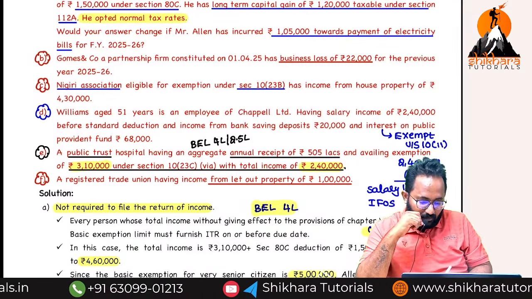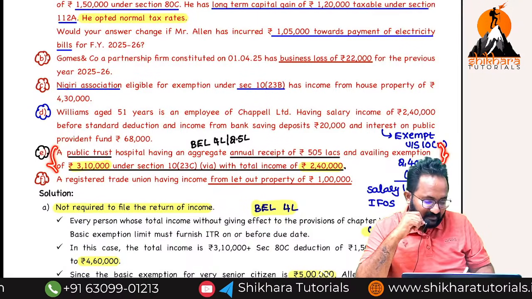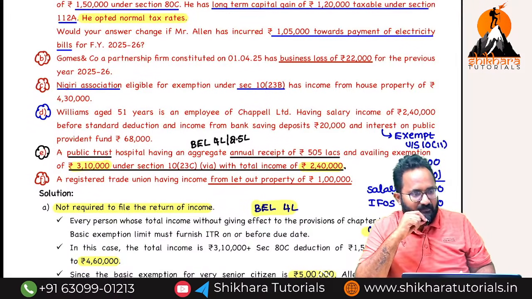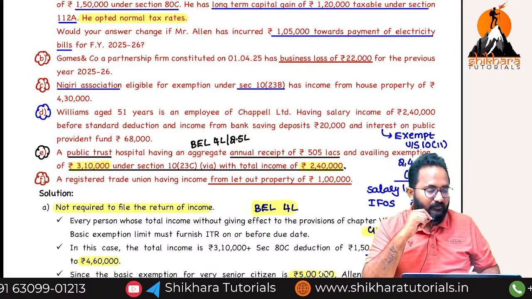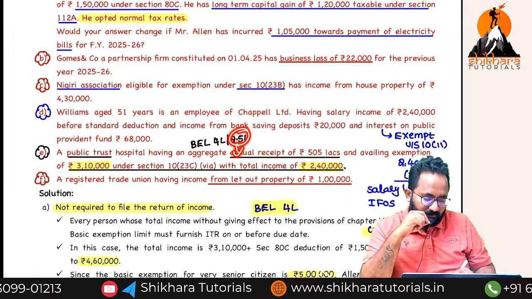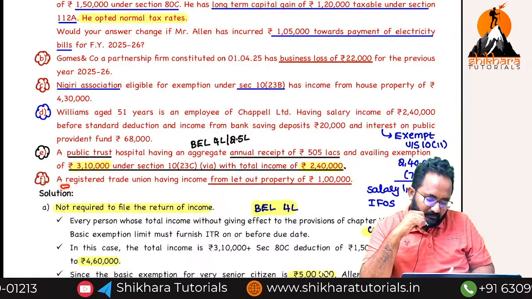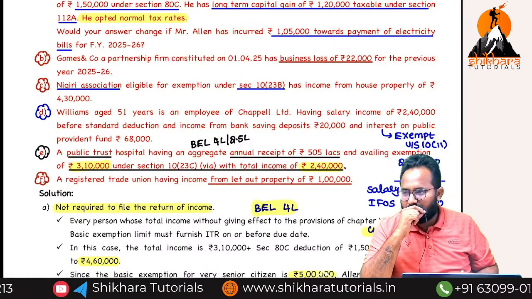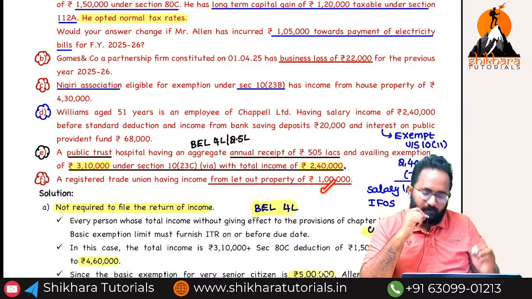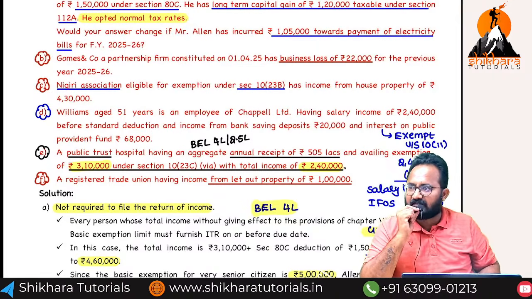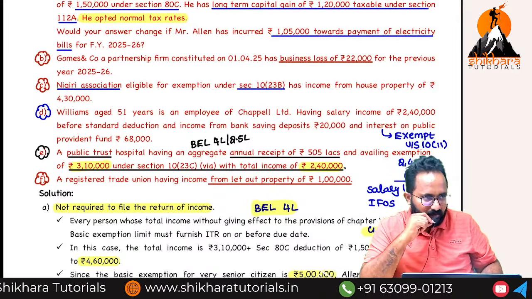Next one, they don't know trust related basic exemption limit again. Trust basic exemption limit is 4 lakh in case of 115BAC, and in case of the normal regime, how much, ma? 2.5 lakh. The last one they are going to get confused, it is exempt. But before exemption, can you tell me what is the total income? 1 lakh. It is less than the basic exemption limit, not required to file the return.